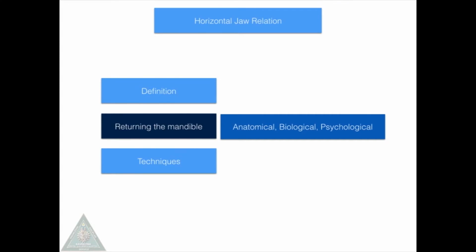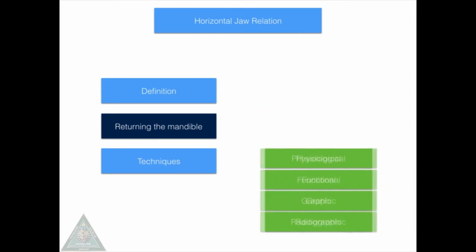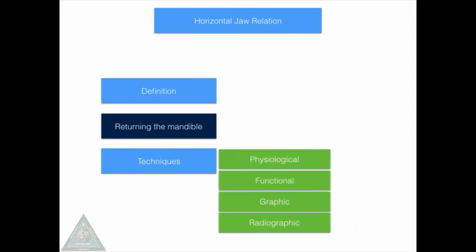The techniques of recording centric relation can be broadly classified into four categories: physiological or static, functional, graphic and radiographic methods. In physiological techniques there are two types, namely pressure and pressureless techniques. In the pressure technique, the patient applies pressure and bites into the jaw relation. This is most commonly used for removable partial dentures.